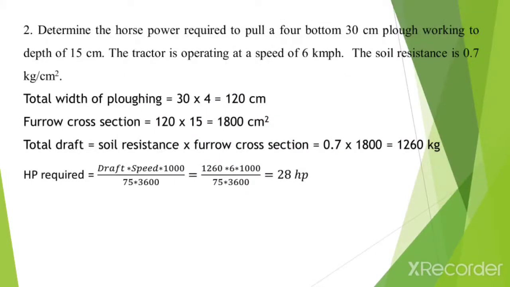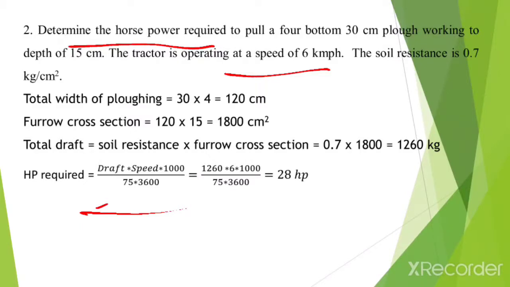Next example: determine the horsepower required to pull a 4-bottom 30 cm plow working to a depth of 15 cm. The tractor is operating at a speed of 6 km per hour and the soil resistance is 0.7 kg per centimeter square. Now we have to calculate horsepower required, and the formula is HP required equal to draft into speed into 1000 divided by 75 into 3600. So how can we calculate the total draft?